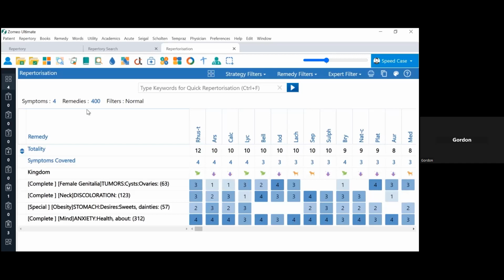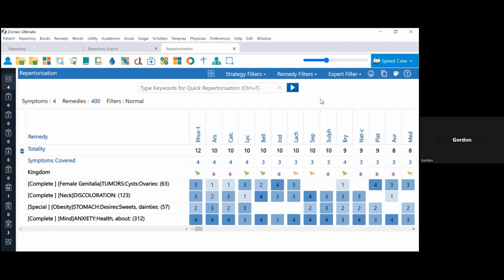So how do I select the best possible or the most accurate remedy out of these 400 remedies that are there on the screen? For this, we have a function called filters. Just like we use filters on the different online shopping sites to refine our search, we are using filters here to refine our results so that we finally arrive at the best possible remedy. And for that, we have 3 types of filters: the strategy filters, the remedy, and the expert filters. Now I will be using one strategy filter and one remedy filter.